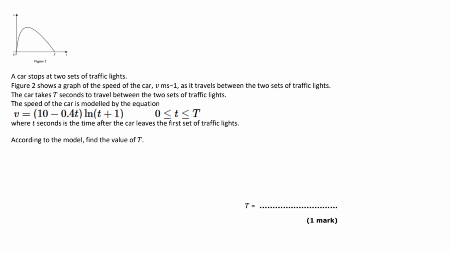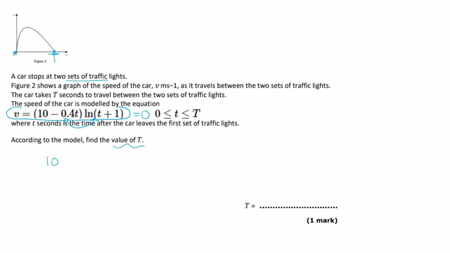In this next question, we've got this curve which is modelling the speed a car goes between two sets of traffic lights. So the speed is 0 here at the beginning, and then by the time it goes through the lights, the speed again is 0 at the second t. And that's the t we're being asked to find. Find the value of t, which is the time it takes between the two sets of lights. We're given this equation here, so if we equate that to 0, because the speed is going to be 0 when we are stopped at the lights, we can see that it's a product of two terms.